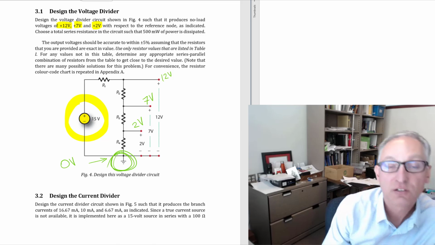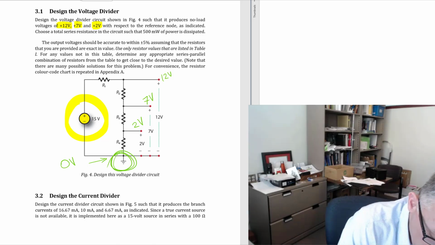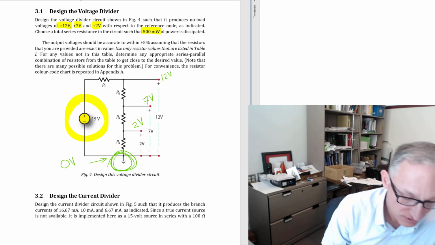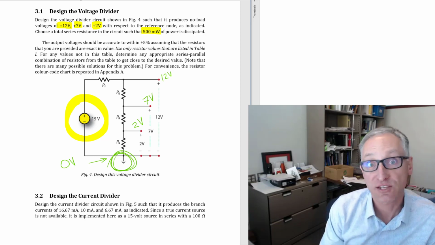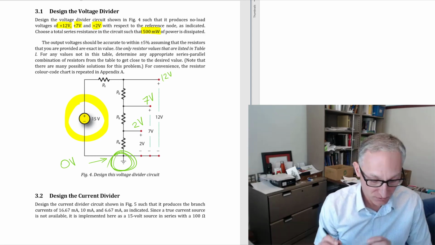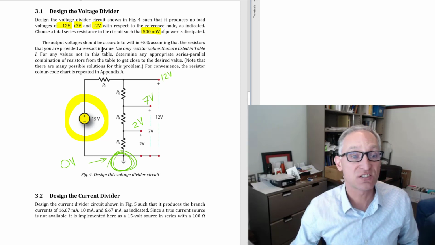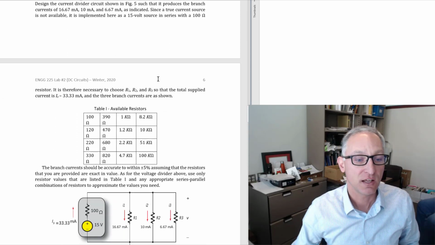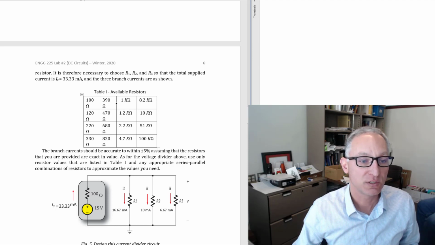The other constraint to this design project of yours is that the total resistance is going to consume 500 milliwatts of power. So that's half a watt. Then you're going to have to design this. So now, how are you going to do this? You're going to use resistors in the lab, and these are the resistor values that are available to you: 100 ohms, 390 ohms.